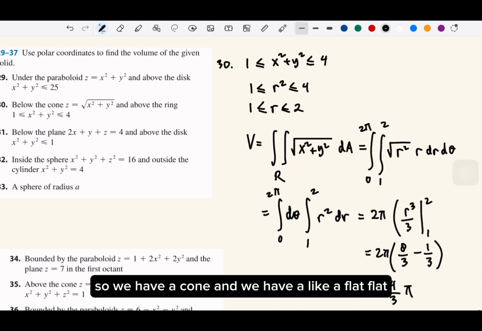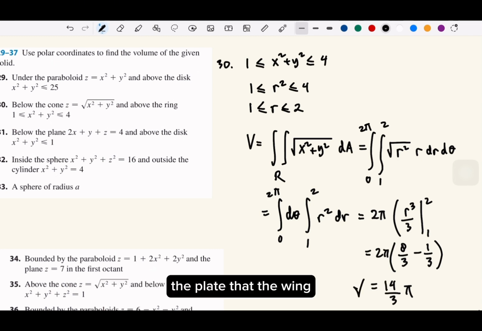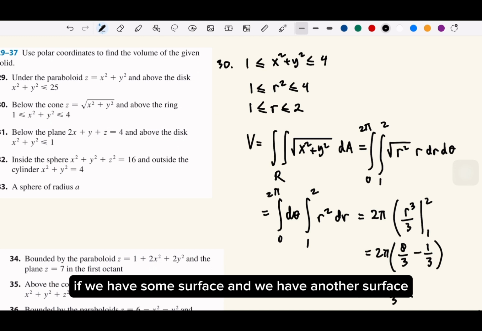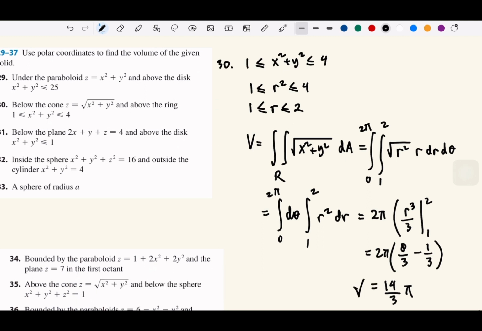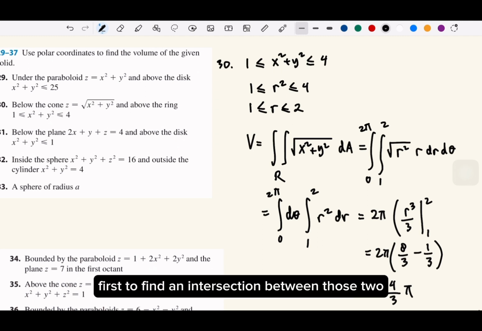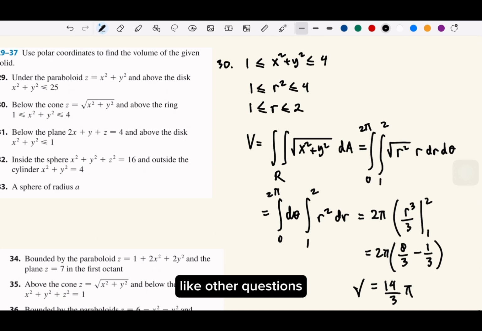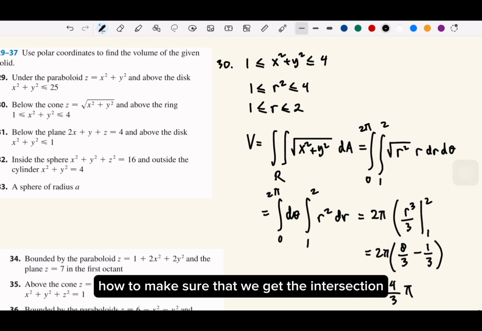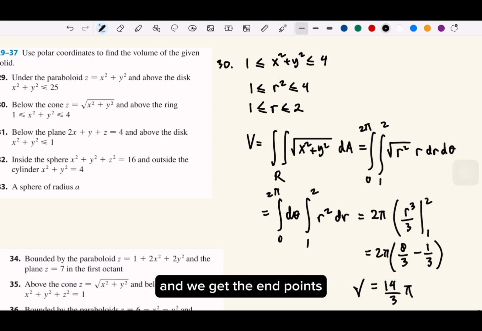So we have a cone and we have a flat, the plane, the ring, right? If we have some surface and we have another surface, that will be a problem. We need to think first to find the intersection between those two. Like other questions, they will need to make sure that we get the intersection and we get the endpoints.